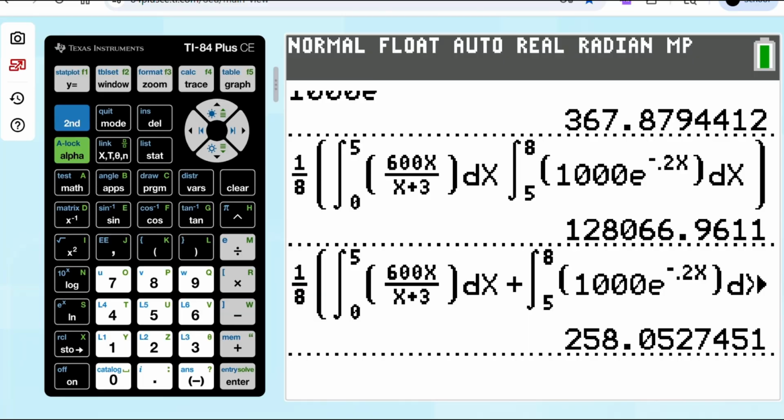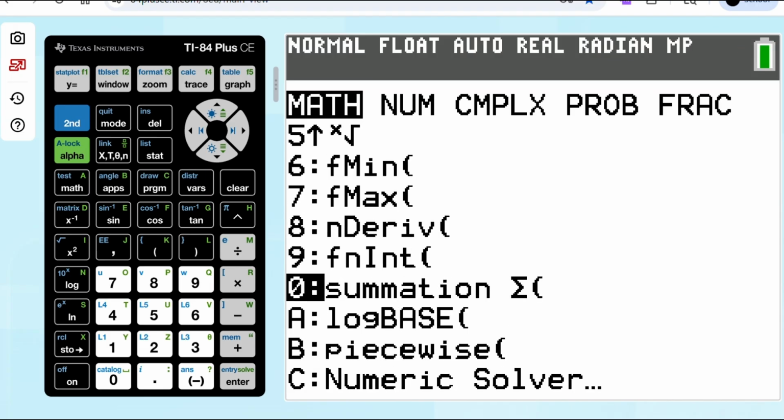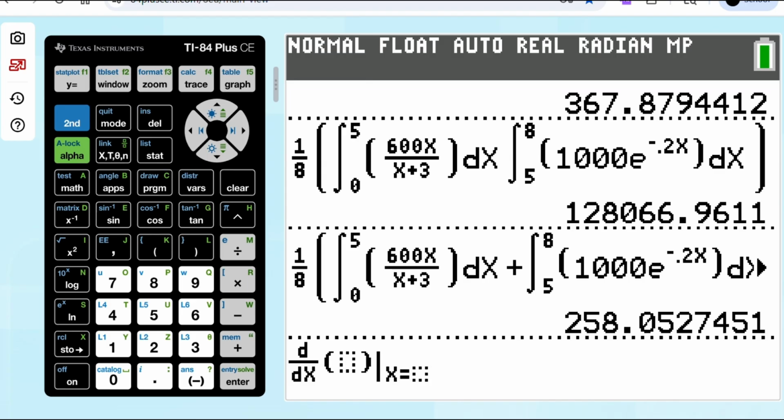So we'll go in here, we're going to hit math, and this time it's option 8 in deriv. That's way too far. There we go. You can always just hit 8. And our function, as we just said, was 600, in our case, x. I'm gonna do this nice little fraction thing again, alpha, and then the x button. So 600x over x plus 3.